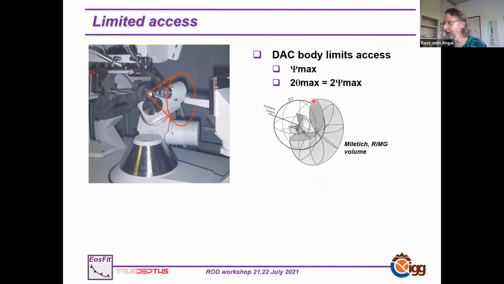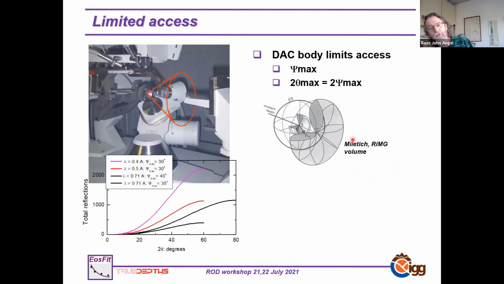It is restricted to a donut shape in reciprocal space. I'll give you the reference to this review paper later, where you can go and read it. What it means is its resolution is very different in different directions, and it's controlled by the orientation of the crystal in the diamond cell.